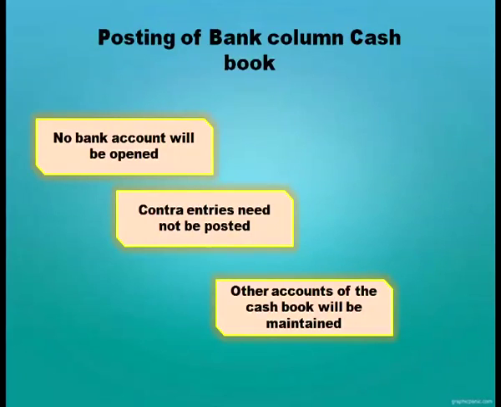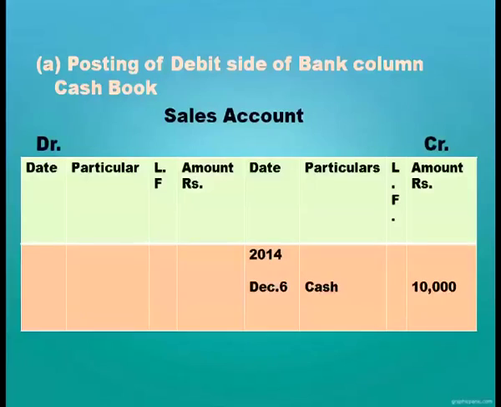Posting of the bank column, cash book. No bank account will be opened. Contra entries need not be posted. Other accounts of the cash book will be maintained. Posting of the debit side of the bank column, cash book. Sales account you will write on the credit side by cash, date and amount in the respective columns.